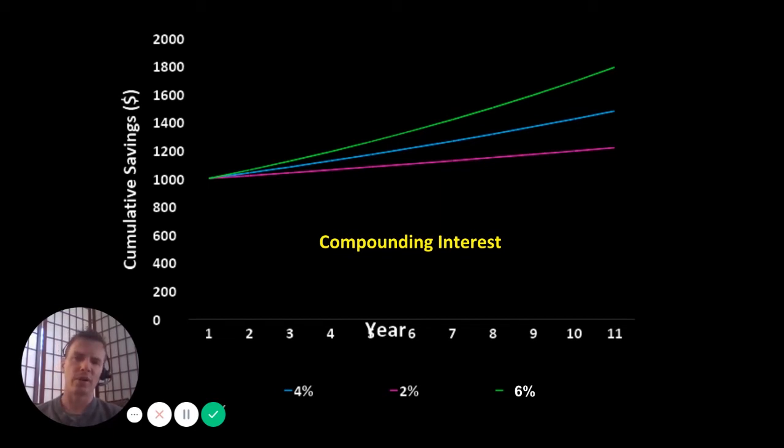So you can see 4% is in the middle, and 6%, the green line, is on top, and 2%, the purple or red line, is on the bottom. And once we get to year 10, the vertical difference on the y-axis here between the ending value of these three savings accounts is pretty substantial, on the order of a couple of $100s.